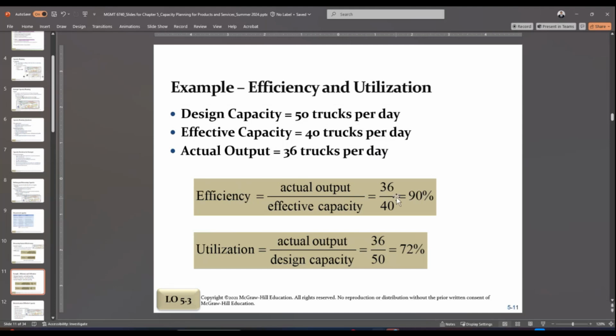So the efficiency for that will be the actual output, that is 36, divided by the effective capacity. It's 90%. And for the same scenario, your utilization is the actual output, 36 trucks, divided by the design capacity.